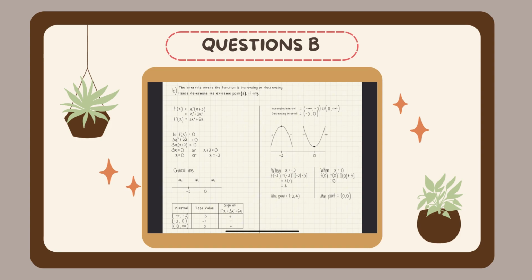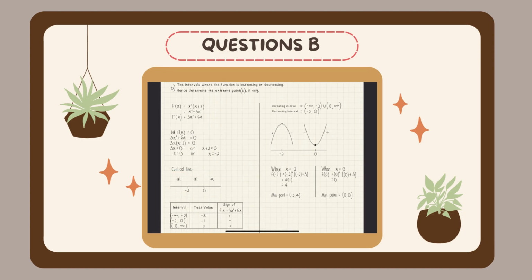For the next step, which is step 2, we need to let the f prime x that we just got equal to 0. Why? We need to do this to get the x value. Thus, in the end, you will get two values of x, which is x is equal to 0 and also x is equal to negative 2. After getting the x value, you will need to do the third step, which is the critical line. It will look like this.